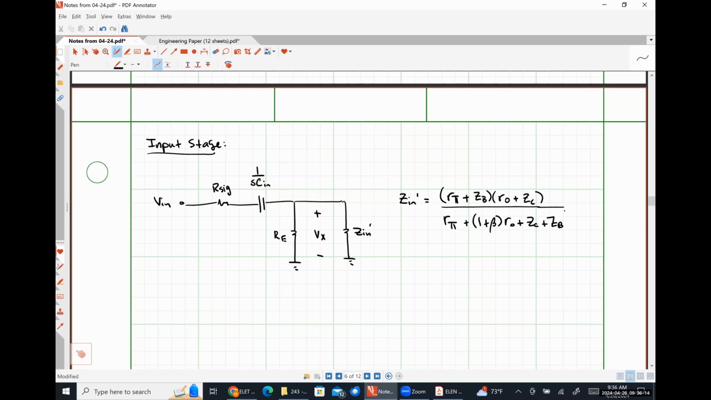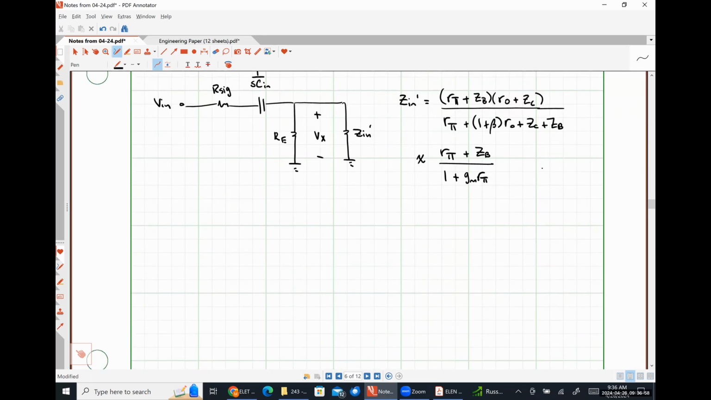So we are going to make the exact same assumption that we did with our common emitter amplifier. When early effect is neglected, this impedance reduces to R pi plus ZB divided by 1 plus beta, but I'm going to express it as 1 plus gm R pi. And so this is still wildly annoying to use, but not nearly as annoying as the other thing was.